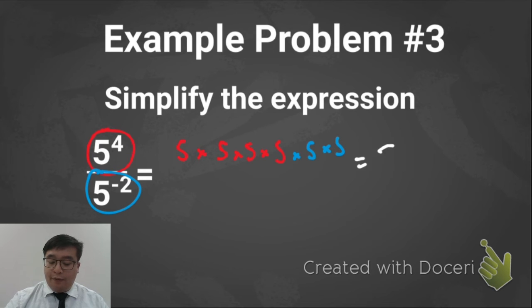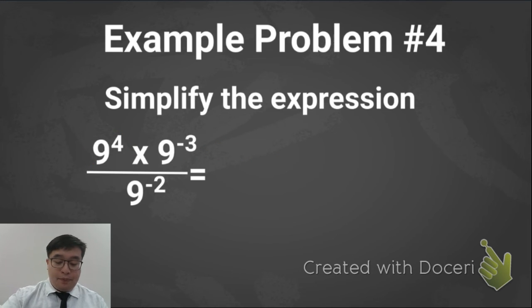I know that my base is 5. And what exponent can I use to represent all of this multiplication? Since I have 4 of them here, 2 here, in total this is going to be 5 to the 6th power. And then finally, for the last problem, I have 9 to the 4th times 9 to the negative 3rd divided by 9 to the negative 2nd.